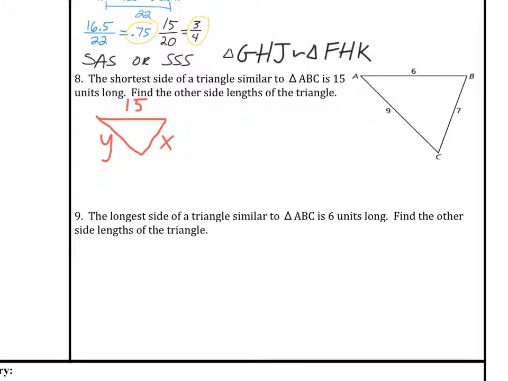Similarly, on the last one, it says now the longest side is similar to ABC. Longest side does not go in the same place. Your longest side on ABC is 9. So 6 would need to go in that spot. And then you can label your other two X and Y. On both of these, you are finding the other side lengths, so solve for X and Y. You need to write proportions based upon the fact that these two triangles are similar to ABC. So I'm going to let you solve that one, or those two.